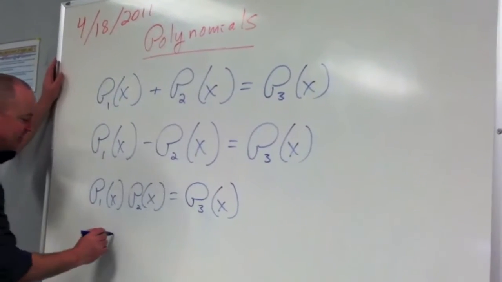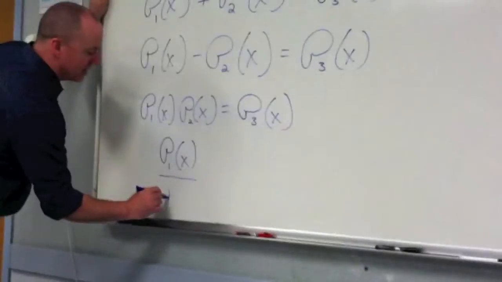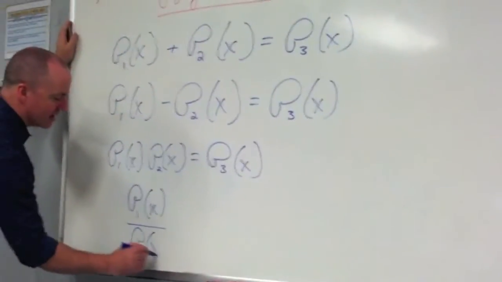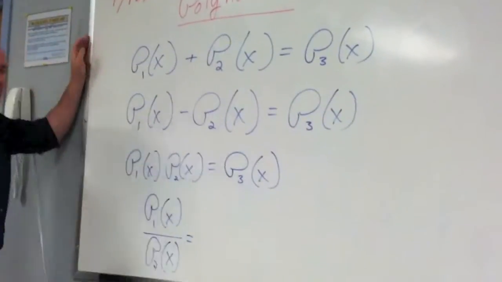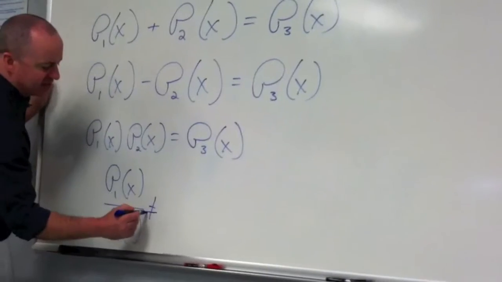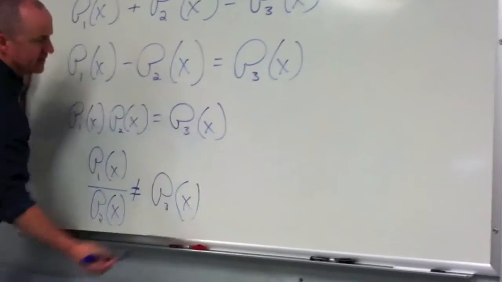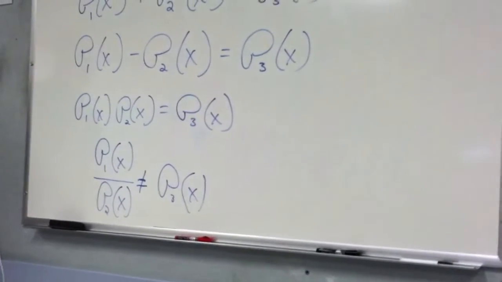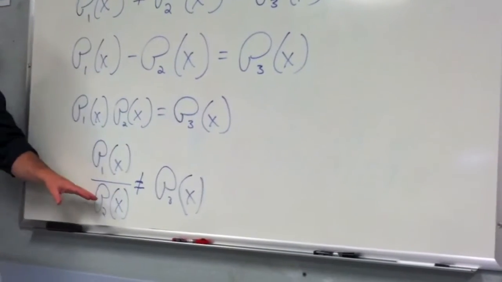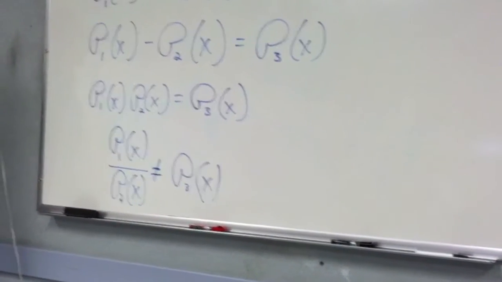Now, here's the big exception. If you divide a polynomial by a polynomial, you do not always get a polynomial. If you divide a polynomial by a constant term, like 5, you still have a polynomial, because you're dividing each term by 5.